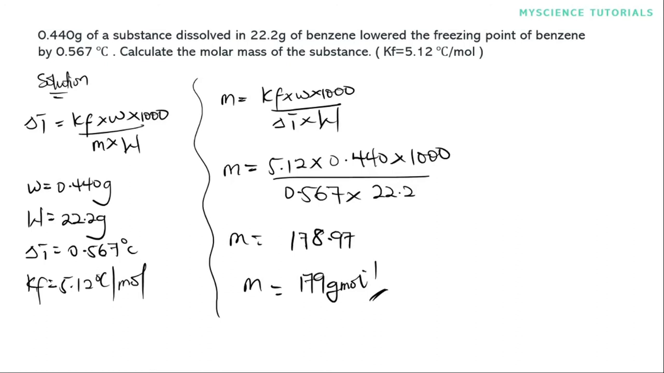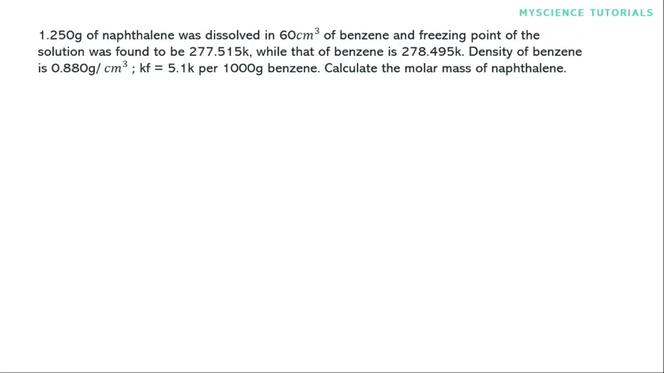Now let's look at another example. Example number two. We have 1.250 gram of naphthalene dissolved in 60 cm cube of benzene, and the freezing point of the solution was found to be 277.515 Kelvin, while that of benzene is 278.495 Kelvin. Density of benzene is 0.880 gram per cm cube. KF is equal to 5.1 Kelvin per 1000 gram of benzene. So we have to calculate the molar mass of naphthalene.